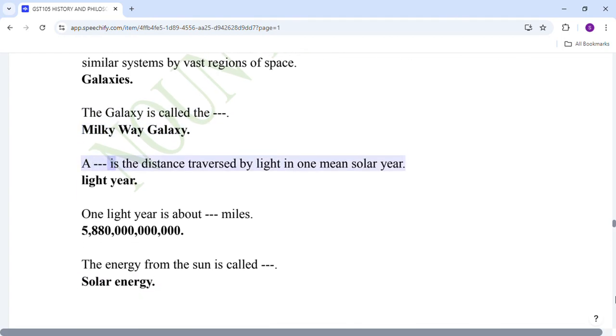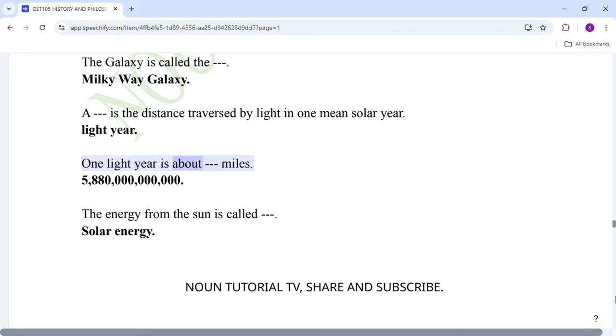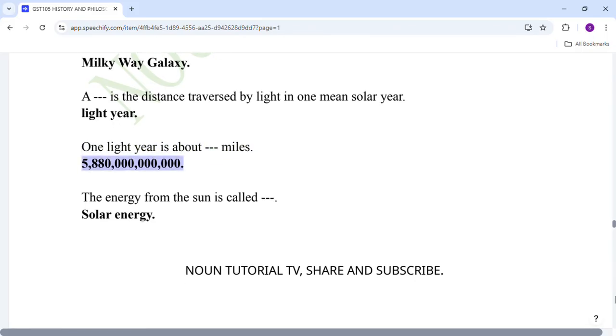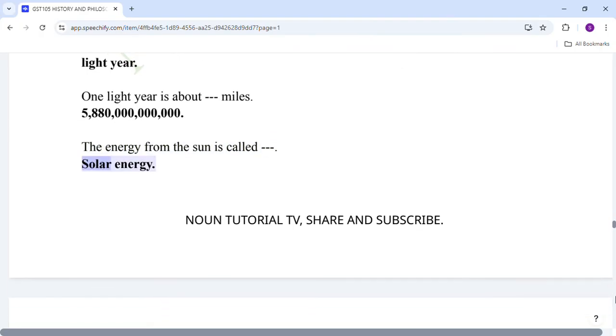A dash is the distance traversed by light in 1 mean solar year. Light year. 1 light year is about dash miles. 5,880,000,000,000. The energy from the sun is called dash dash solar energy.